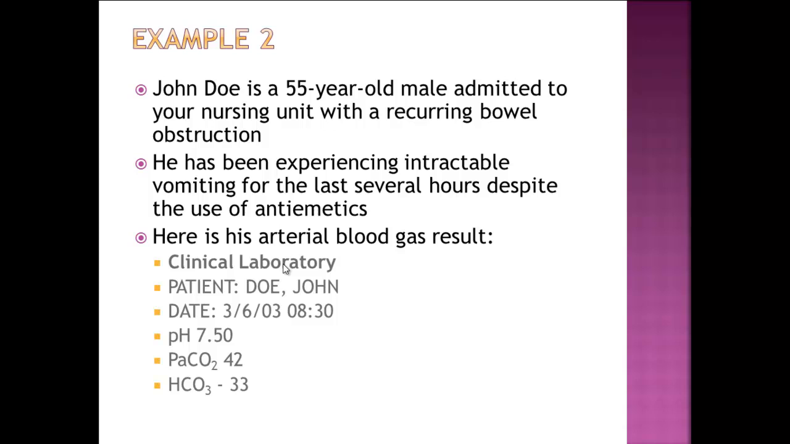Let's look at example 2 now. We have a 55-year-old male. He's got recurring bowel obstruction, okay? And he's also had intractable vomiting. So looking at his blood gases, we see that the pH is 7.5, elevated, so alkalosis. PaCO2 seems to be in the normal range, nothing really going on there. But the HCO3, the bicarb, is 33, which is elevated. So we've got elevated pH and elevated bicarb. Arrows moving in the same direction mean it's a metabolic issue.